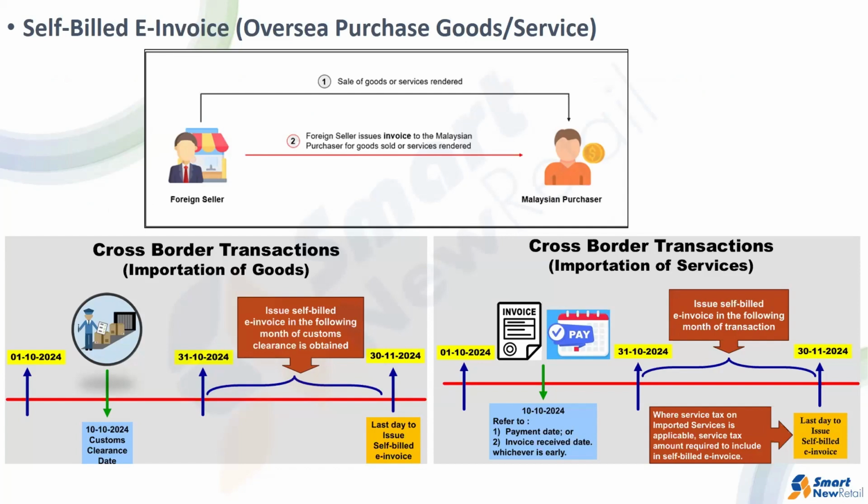So for importation of goods and also importation of services, let's say for example, the importation is in the month of October. The last day for you to issue the self-bill invoice is the end of the next month. Either goods or services, it is the same thing.